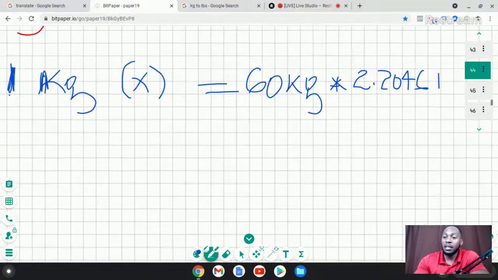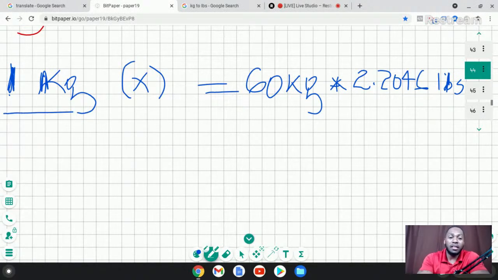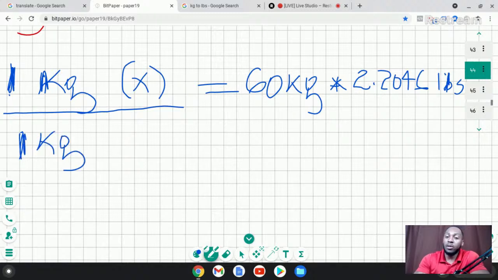So to isolate x and leave it by itself, all I have to do is divide both sides here by 1 kilogram. I'm going to divide this side by 1 kilogram, and I'm also going to divide this side of the equation by 1 kilogram.